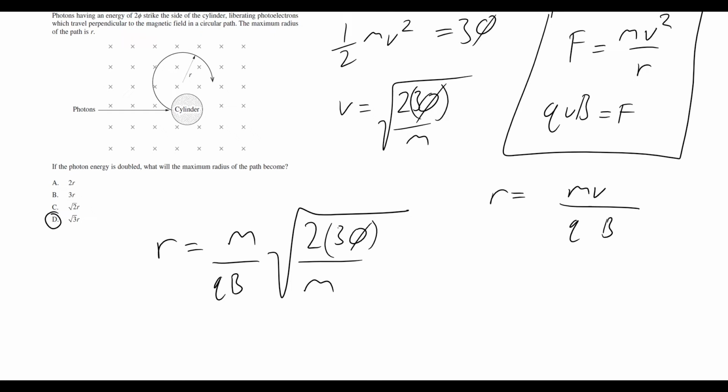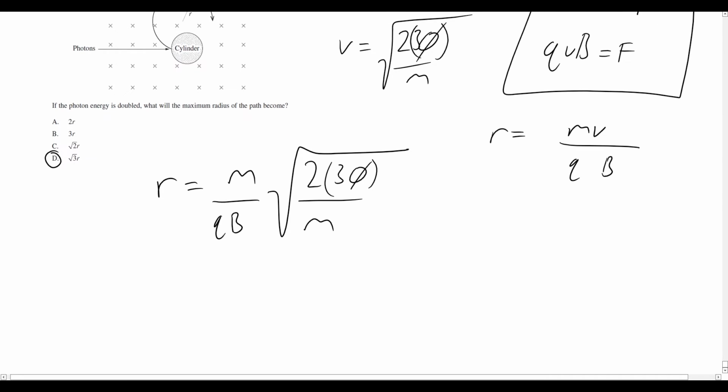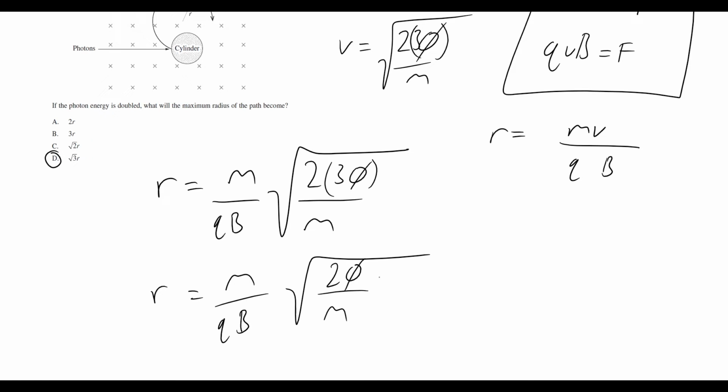So the square root of 3 times the radius, since we know that that's the only thing that has changed, whereas initially r was equal to m over qb times the square root of 2 phi m. And so you can see now very clearly that it's only changing by a factor of the square root of 3. And there we go. So that's the end of the multiple choice section. Now let's get started on the extended responses.